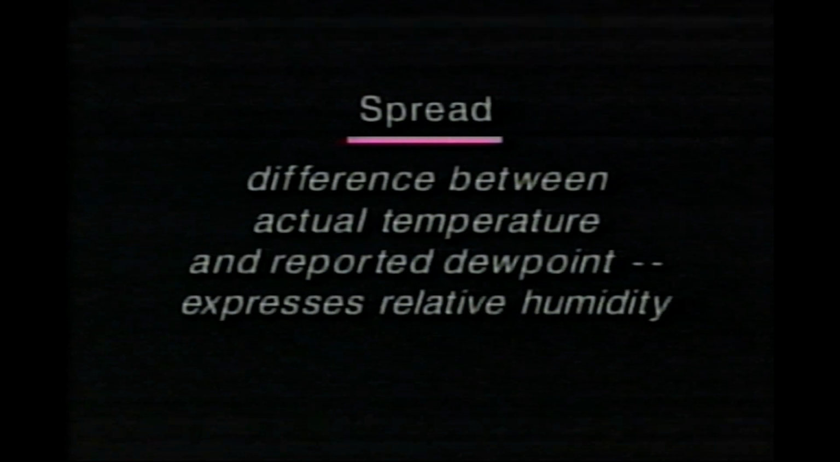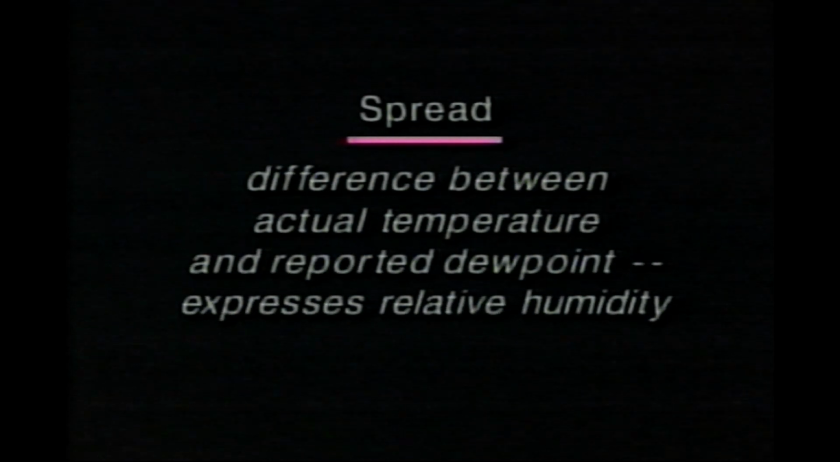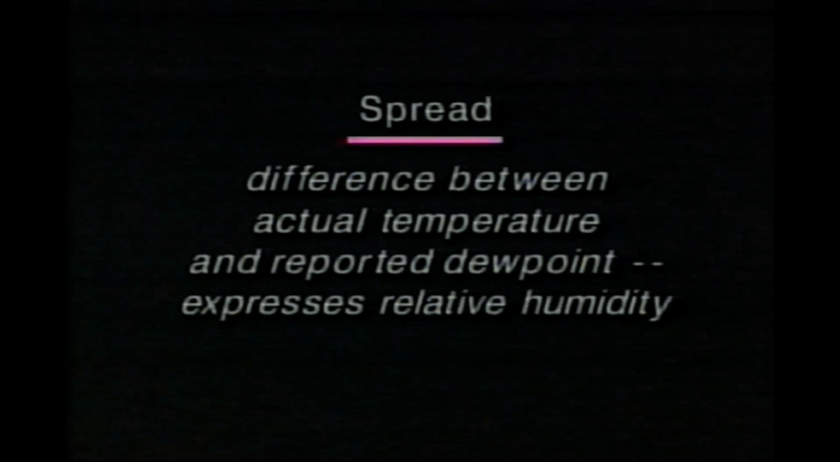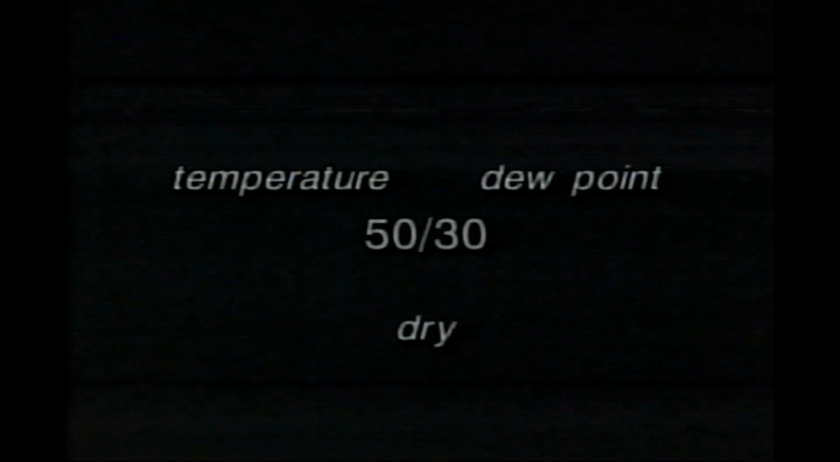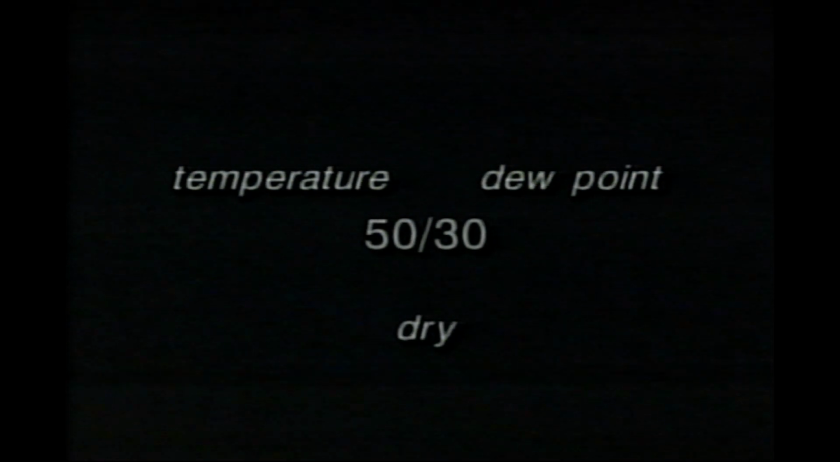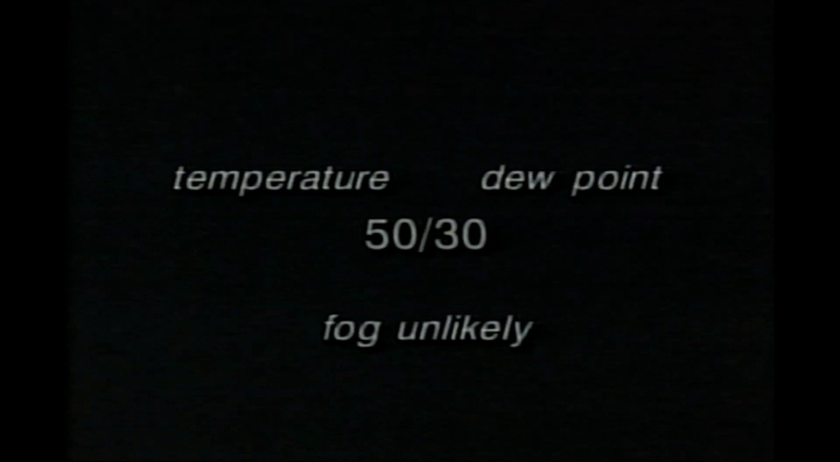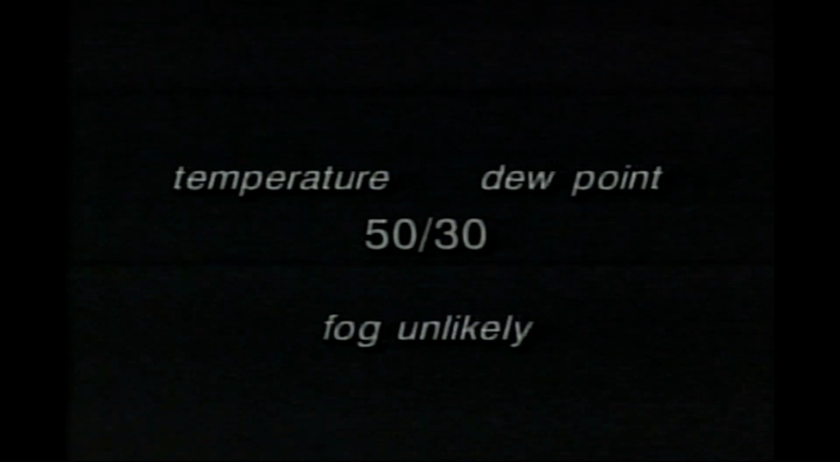The temperature dew point spread is the difference between the actual temperature and the reported dew point. It's another way of expressing relative humidity. If you see a spread of 50-48 on a weather observation, you know the air is humid. If you see 50-30, you know it's dry. With a 2-degree spread and light wind, fog is often possible. A 20-degree spread means that there'll probably be no problem with fog.